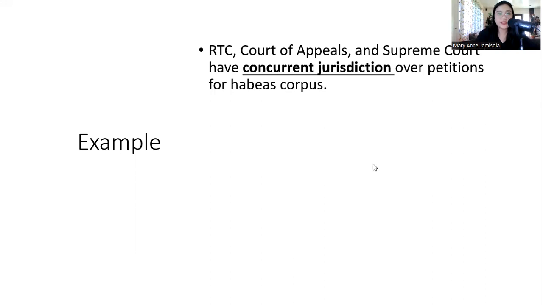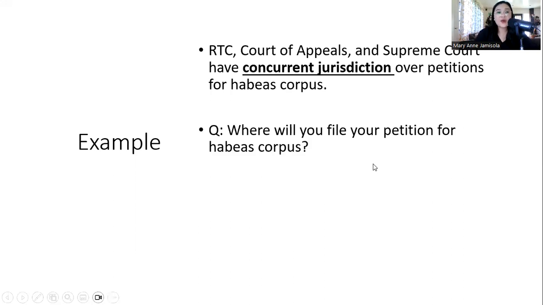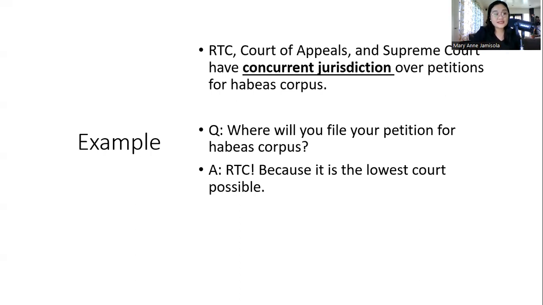So the question is, where will you file your petition for habeas corpus? If you are planning to file a petition for habeas corpus, where will you file? In the RTC, the CA, or the SC, when all three have jurisdiction? So you go to the RTC to file, following the principle of judicial hierarchy, because the Regional Trial Court is the lowest court possible in this case.